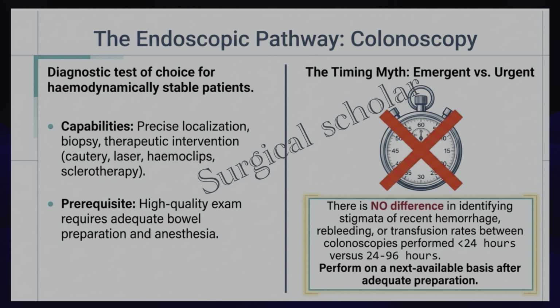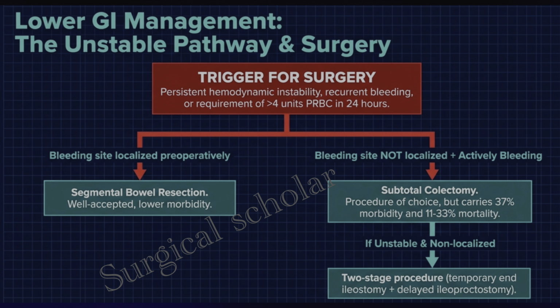In a stable patient, colonoscopy can be done within 24 to 96 hours after adequate bowel preparation, and when the source is identified, the same flowchart is followed. The lower GI management, the unstable pathway and the surgery.